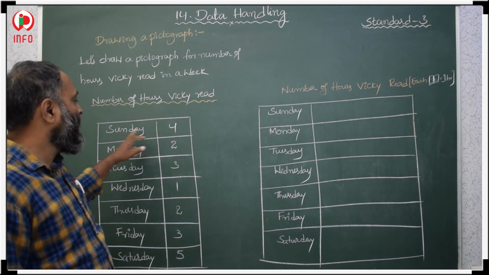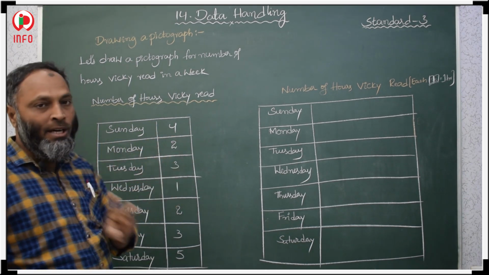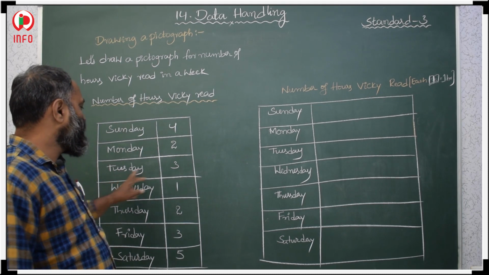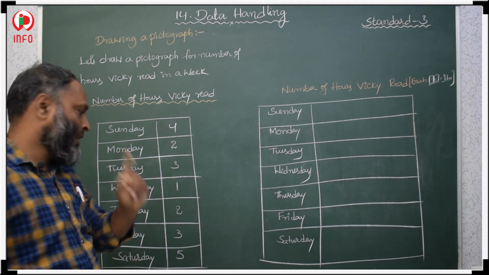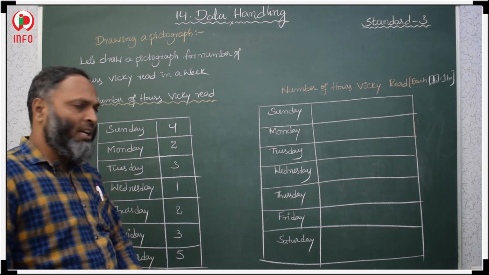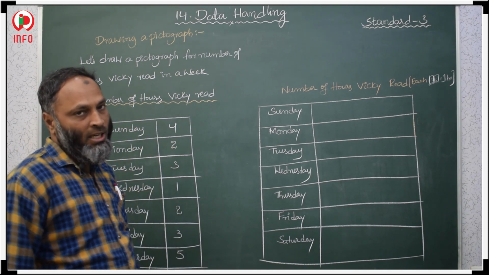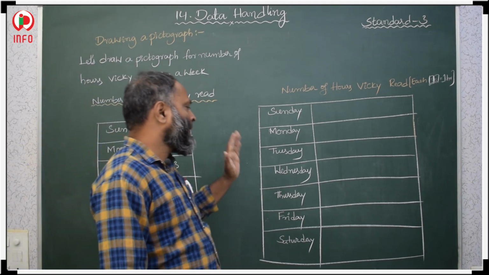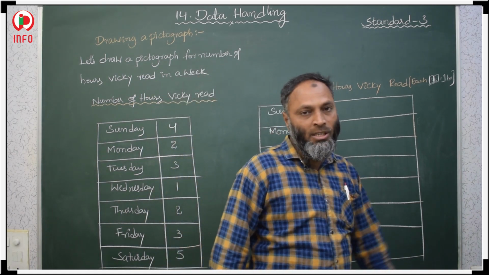On Sunday he read 4 hours. Monday 2 hours. Tuesday 3 hours. Wednesday only 1 hour. Thursday 2 hours. Friday 3 hours. Saturday 5 hours he read. Then that information we should represent using pictures.